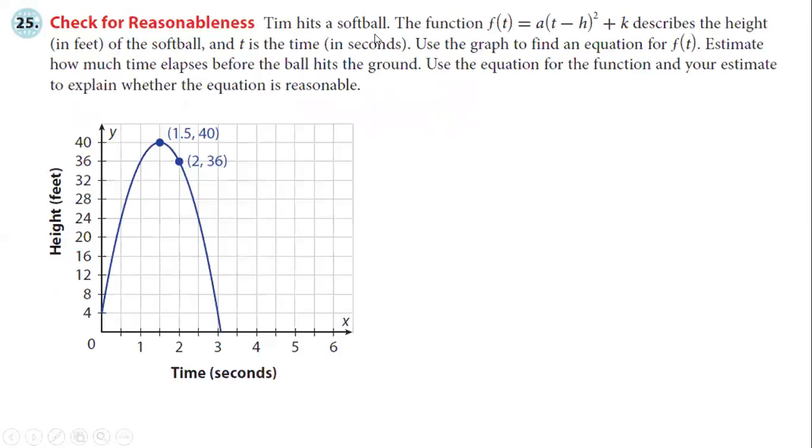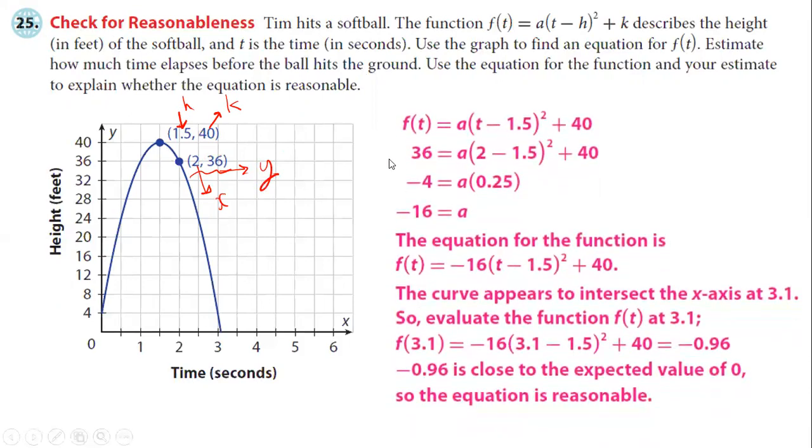A player hits a football. Okay, from the graph we can deduce that 1.5 is h and 40 is k. This is h and this is k, and this is a point. You will use this as x and this as y to get a. So you can use this solution.